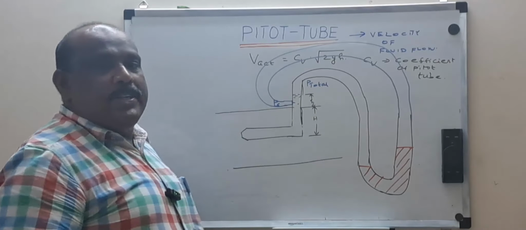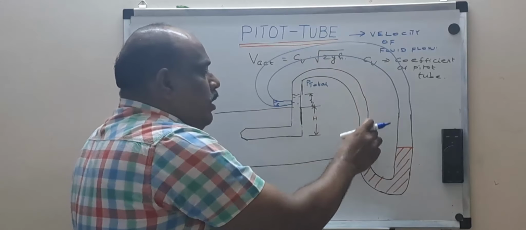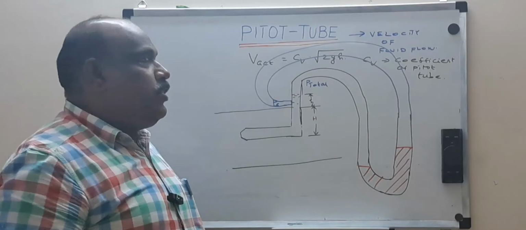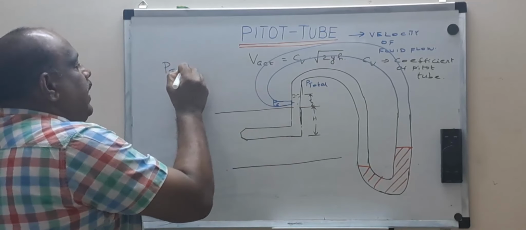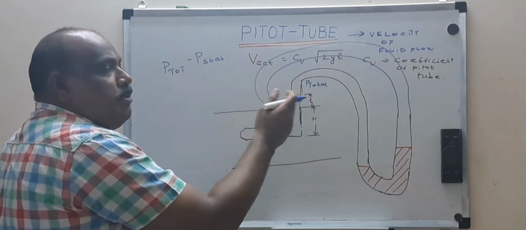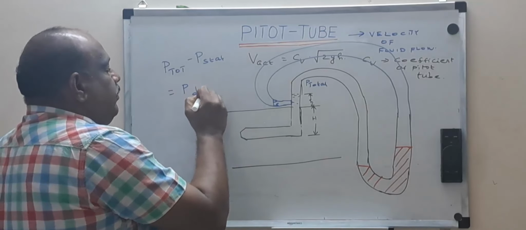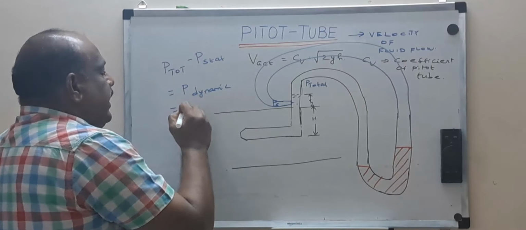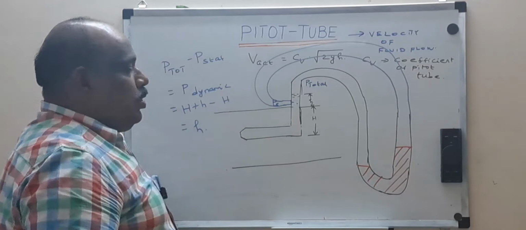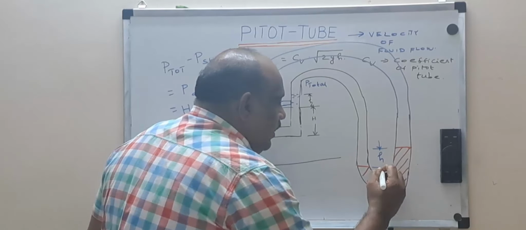Here you are getting what? P static. Now I am going to lead one end to one end of the manometer and the P static to the other end of the manometer. Now this difference will give me P total minus P static, isn't it? Because I'm taking along the wall. Wall means it's nothing but the wall static pressure. So P total minus P static will be equal to P dynamic. So this is nothing but H plus h minus H, which is nothing but small h. So now this difference of height is nothing but my small h.